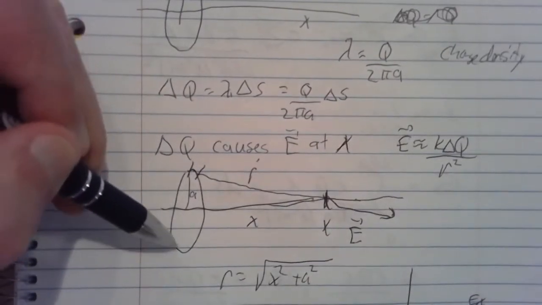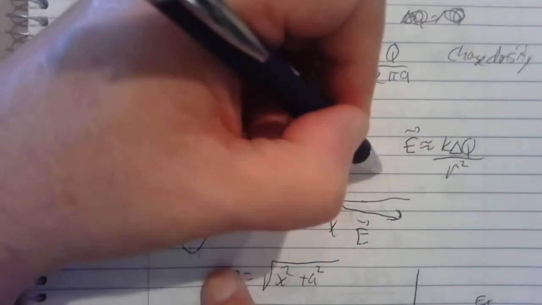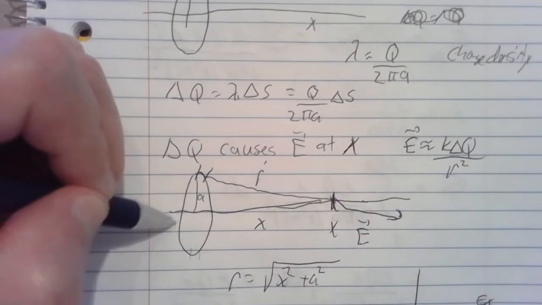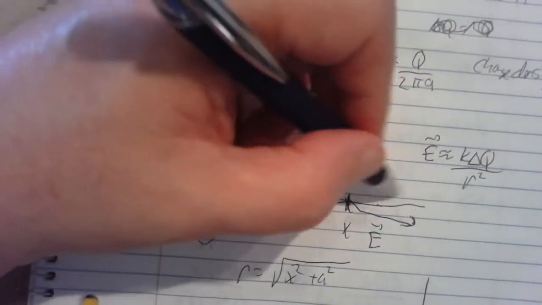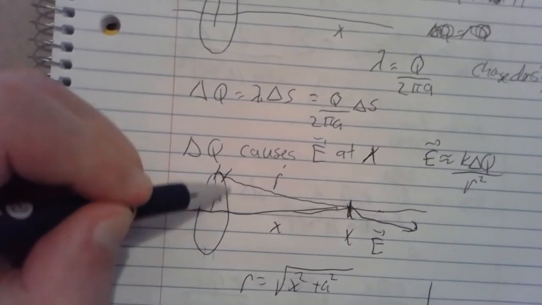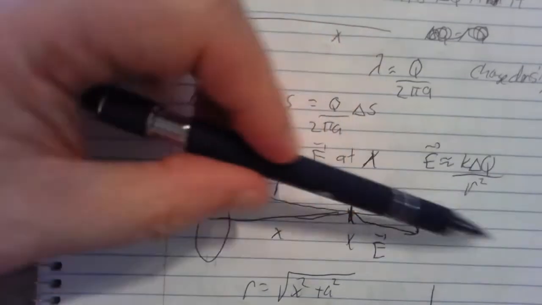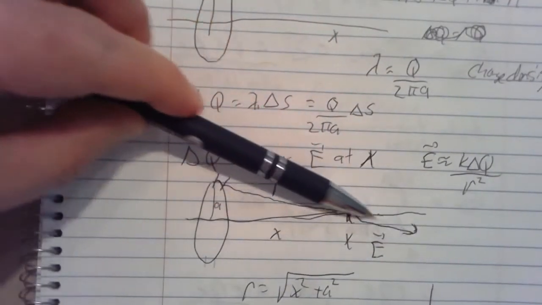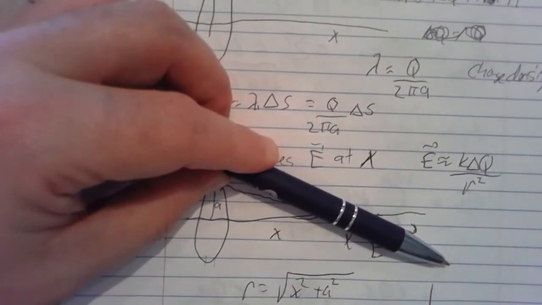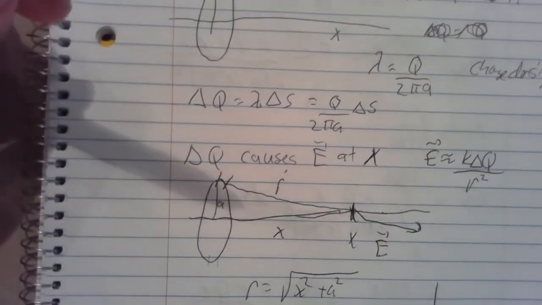Every little slice here is going to create a different E. This little slice down here will create an E that points up that way. This slice here will create an E that points straight away from it. So we're going to add all those up as we go around the ring. But this particular slice we're looking at gives us an E vector that points down. Now these are vectors. To add up vectors, we have to add component-wise. So we've got to figure out the x and y components of E.